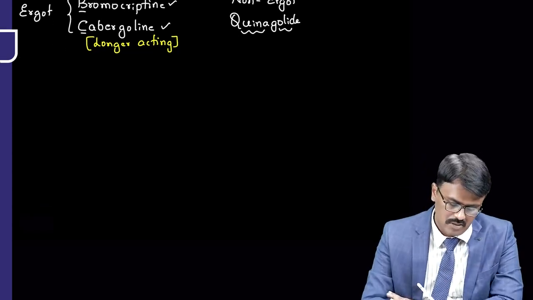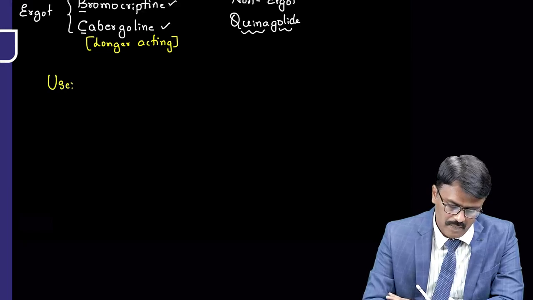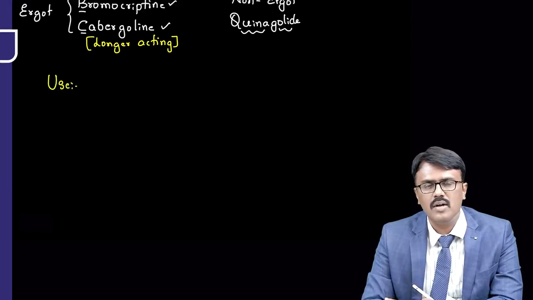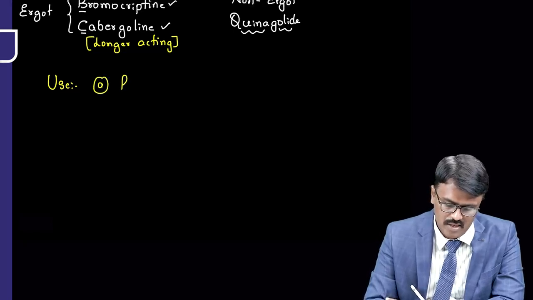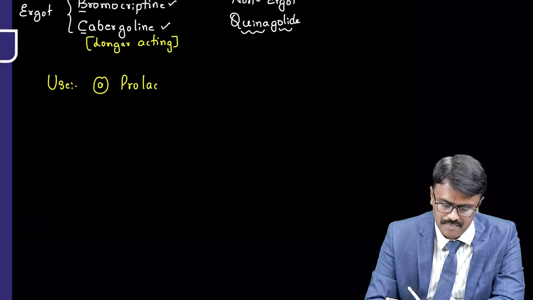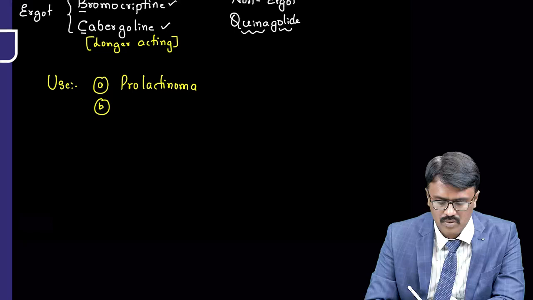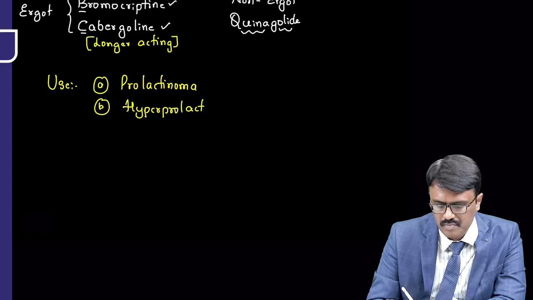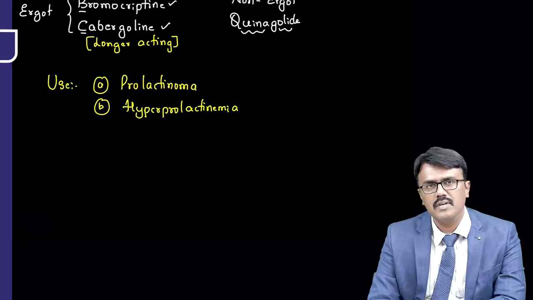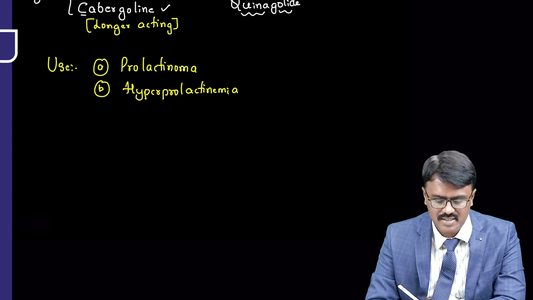Now, where do I use it? You know that they suppress prolactin. So, what is the tumor where prolactin is secreted? Number one, it is used in prolactinoma. Number two, what is the problem if prolactin is high? That is called hyperprolactinemia. Any hyperprolactinemia condition, we can use it to suppress the prolactin activity.